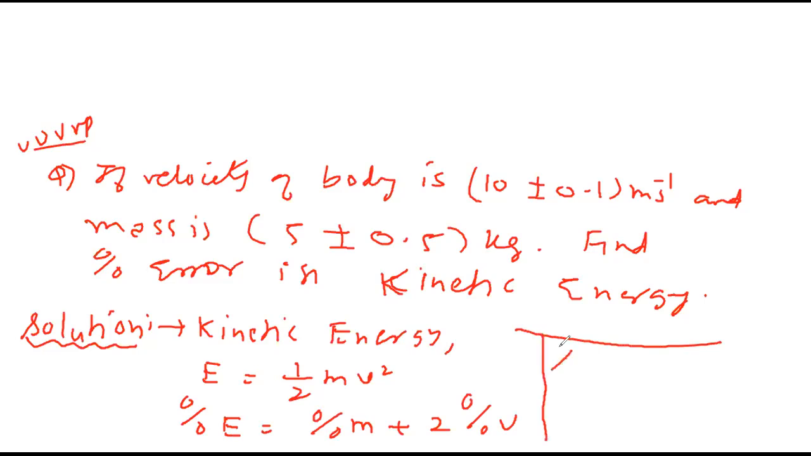That means percentage error in E is dm or delta m, whichever way you prefer, into 100 plus 2 times dv upon v into 100. Any doubt till this? No, sir. Okay. Copy till this. Then percentage error in E is percentage error of m plus power becomes multiplier. Power is 2. 2 times percentage error in V.